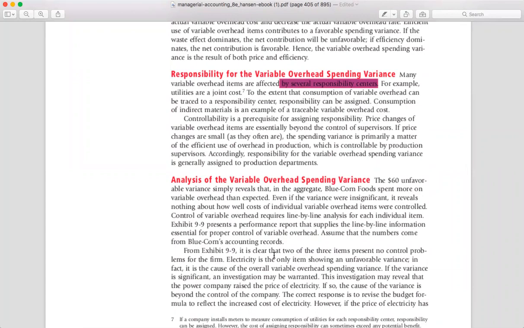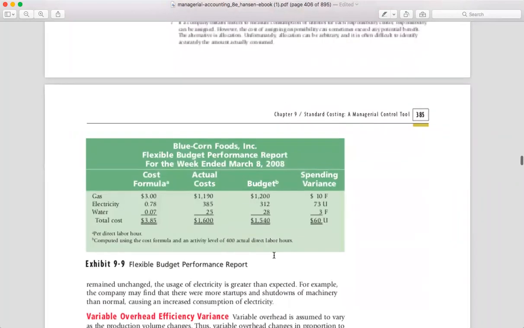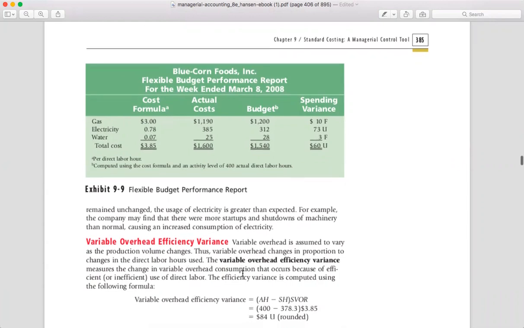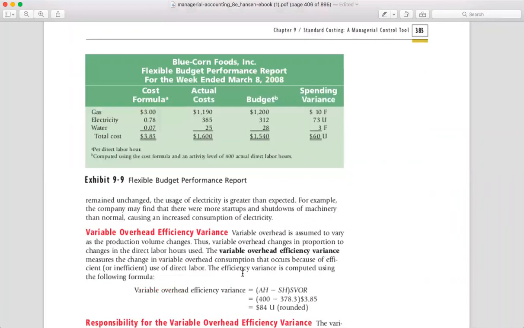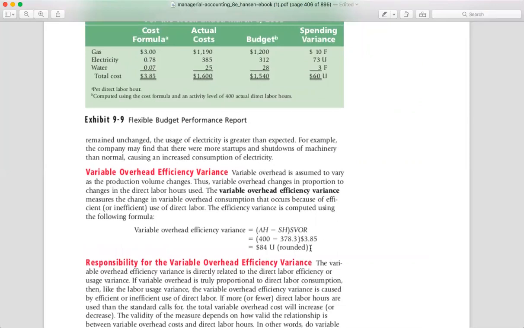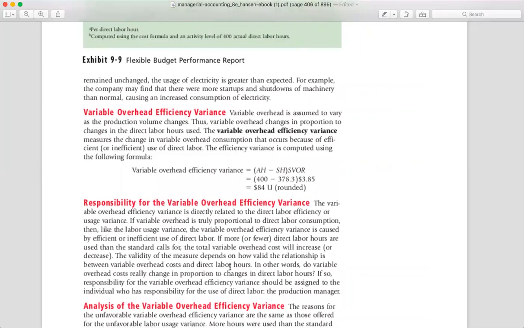And also the analysis, same as before. This is the flexible budget performance report. And then this is the variable overhead efficiency variance. The production probably varies and the volume changes, so the variable overhead changes in proportion to the change in direct labor hours used. So actual hours minus standard hours, times this amount. This is actually related to the direct labor efficiency and usage variance.